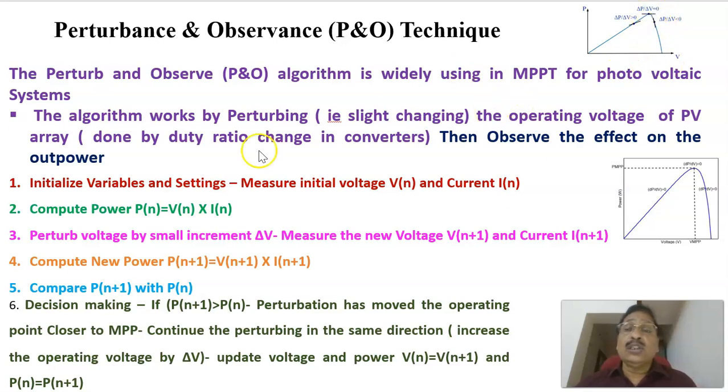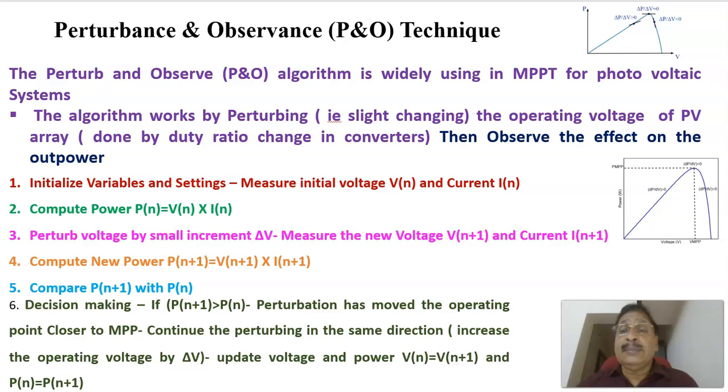Therefore, in order to implement this algorithm, the first thing is to measure the panel voltage and the panel current. The instantaneous panel voltage and panel current are measured, and you calculate the power at that instant, Vn into In. That is, the instantaneous power is calculated.